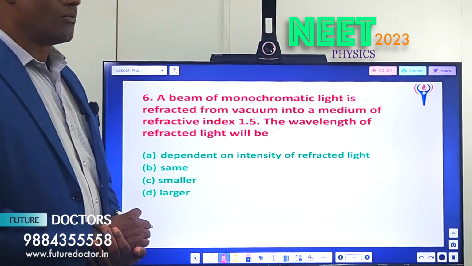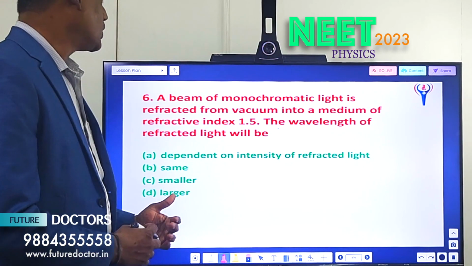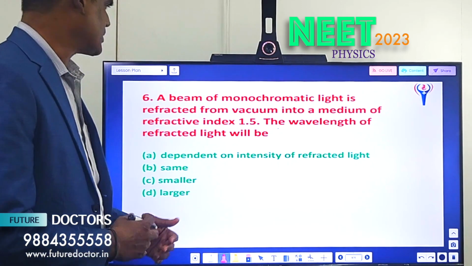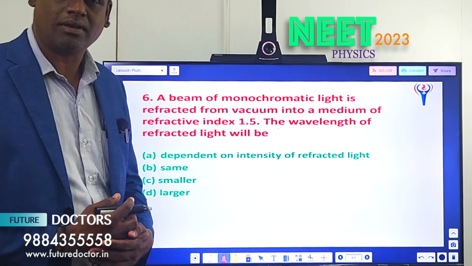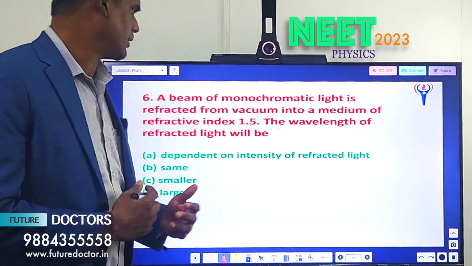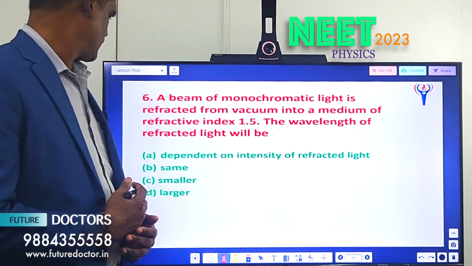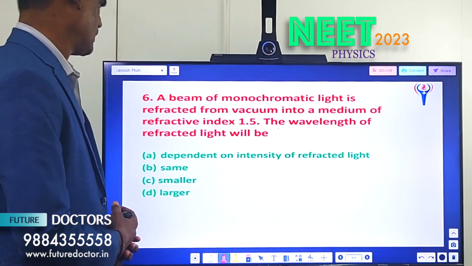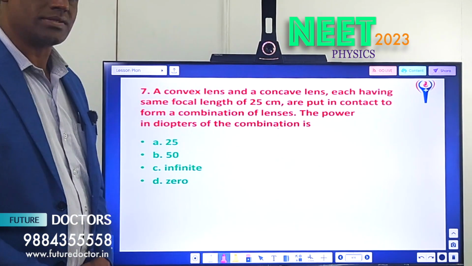Sixth question. A beam of monochromatic light is refracted from vacuum into a medium of refractive index 1.5. The wavelength of the refracted light will be dash. Option A, dependent on the intensity of the refracted light. Option B, same. Option C, smaller. Last option, larger. So you want to find the wavelength of the refracted light. Next question, the last question, the 7th question.